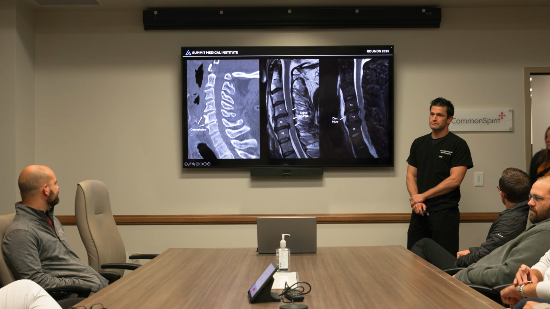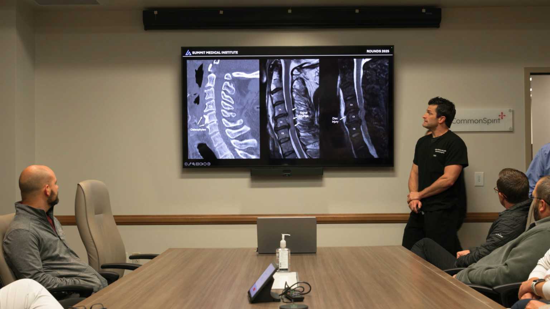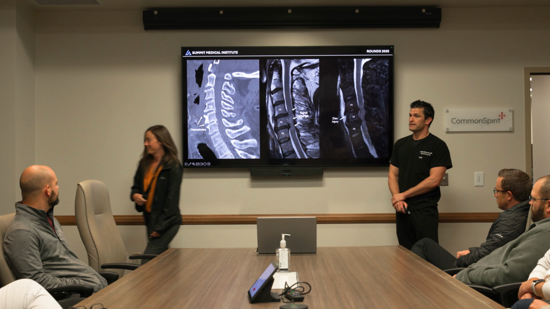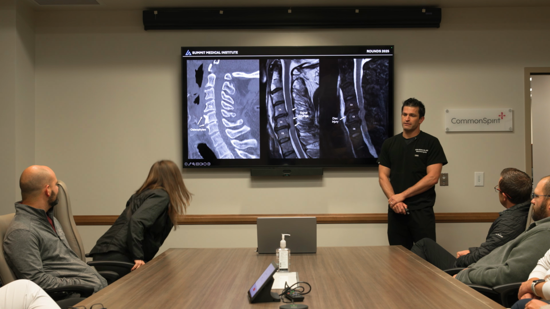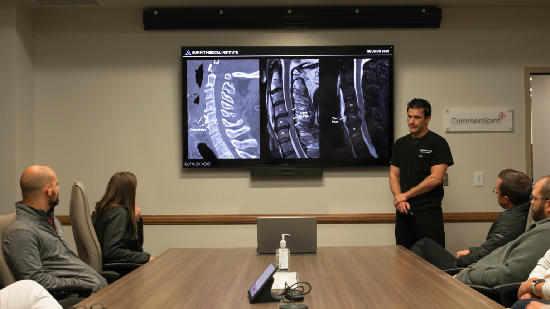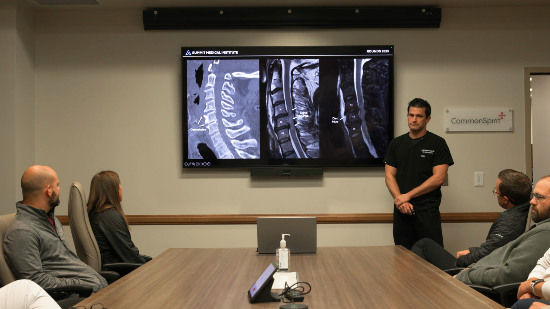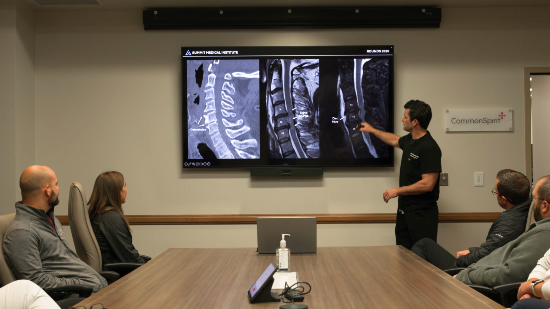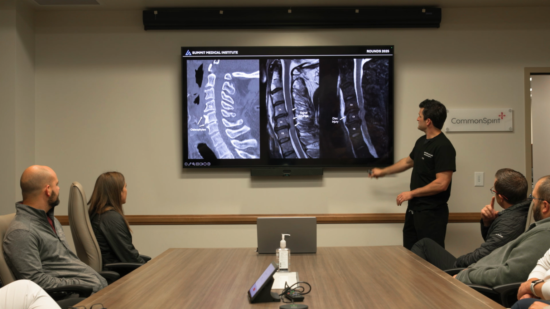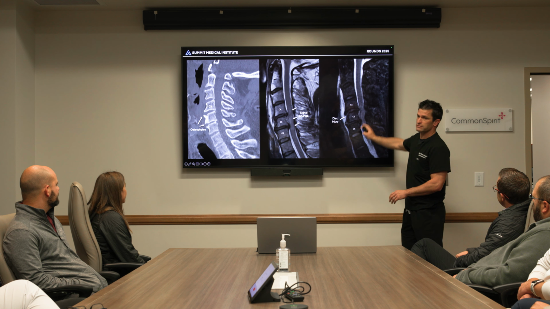Was the MRI ordered first, or obviously the CT? CT was done first. Yeah, because this was a trauma patient, so they would do a CT scan right off the bat. There's spinal compression. Yeah, spinal cord compression, seen maybe best on this image, clear off to the right.